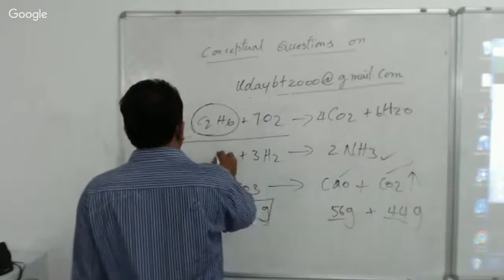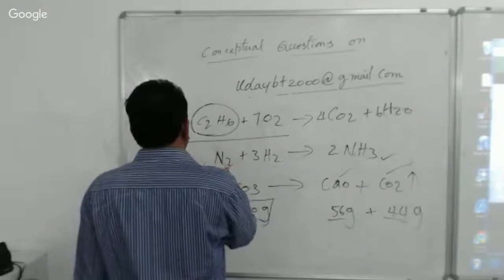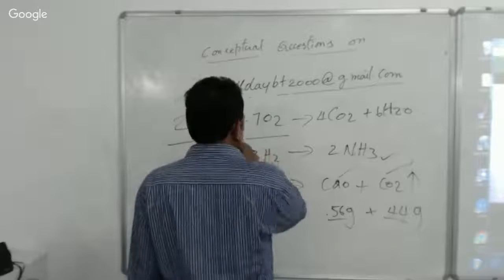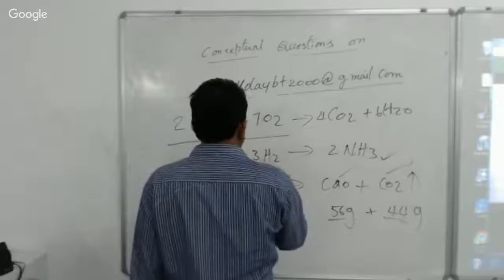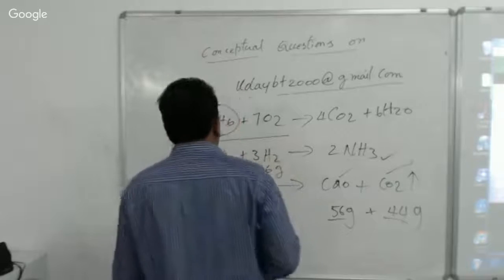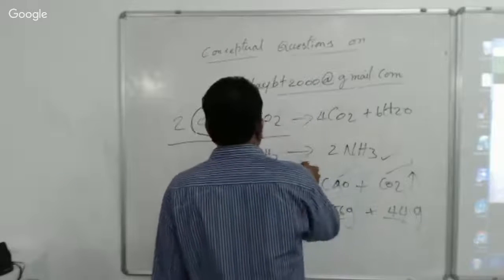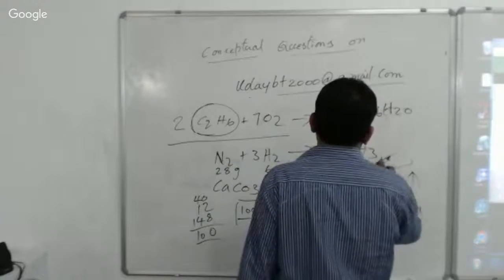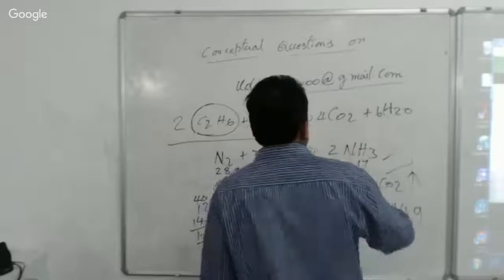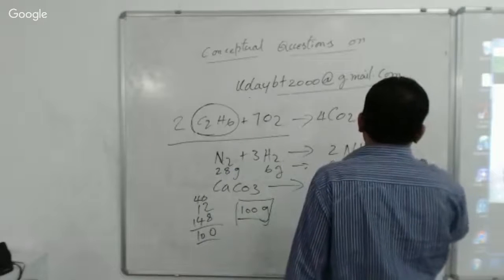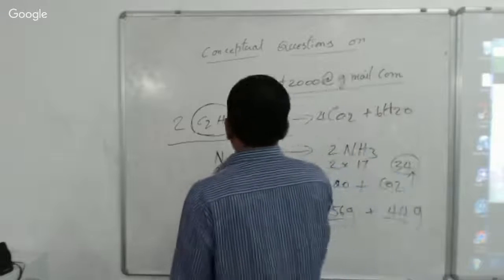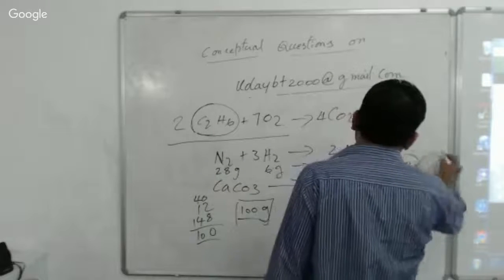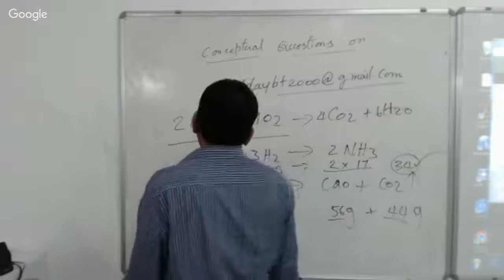Nitrogen, N2, is 14 plus 14, that is 28. It's nothing but 28 is the molecular weight. So 28 grams of nitrogen combines with 3 H2, which is 6 grams of hydrogen. 28 plus 6 is nothing but 34. The ammonia molecule is 17, so 2 into 17 grams of ammonia I'll get, which is nothing but 34. So 34 is the total mass of the reactants, and the total mass of the products is also 34, which is nothing but the law of conservation of mass.